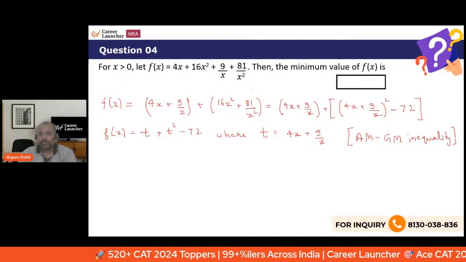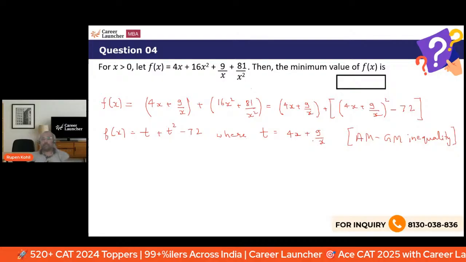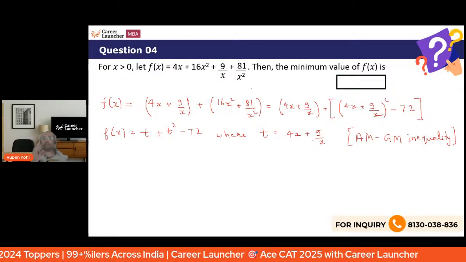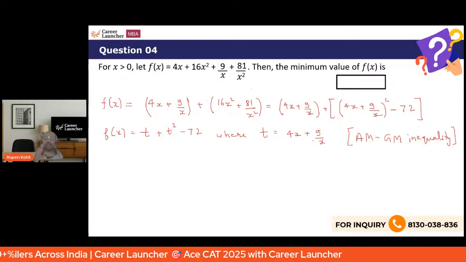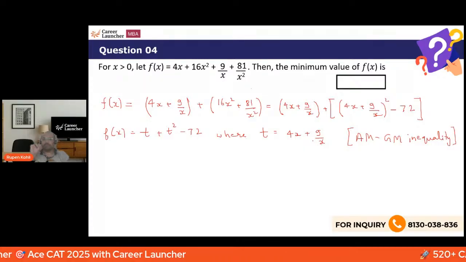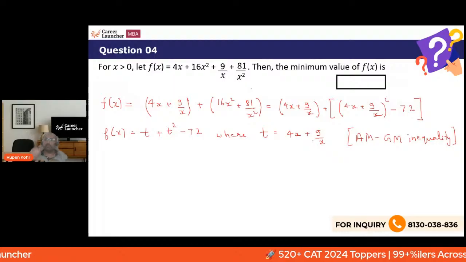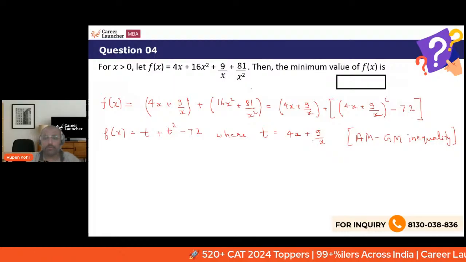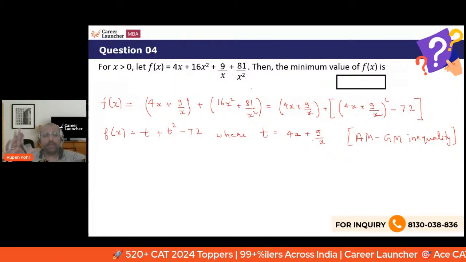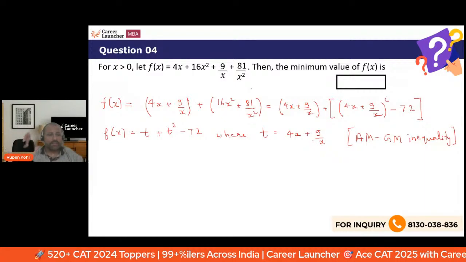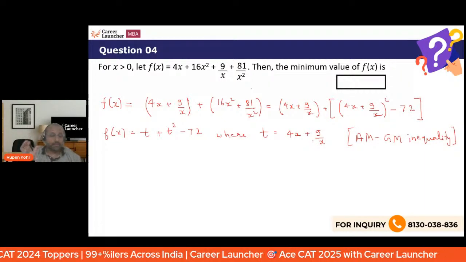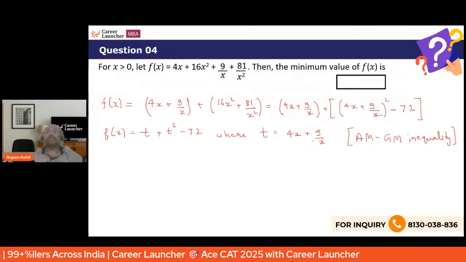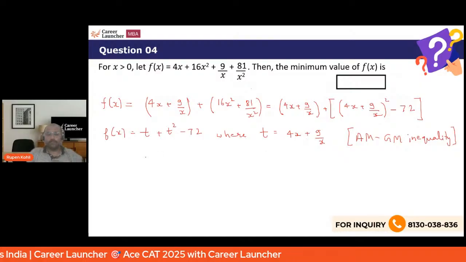Whenever we have this kind of expression, we can apply the arithmetic mean geometric mean inequality, which states that the arithmetic mean of positive numbers is always greater than or equal to their geometric mean. In fact, the result of x plus 1 by x being greater than or equal to 2 also comes from a similar thing. So you see, 4x plus 9 by x is a very similar expression to x plus 1 by x, except we have some coefficients 4 and 9.